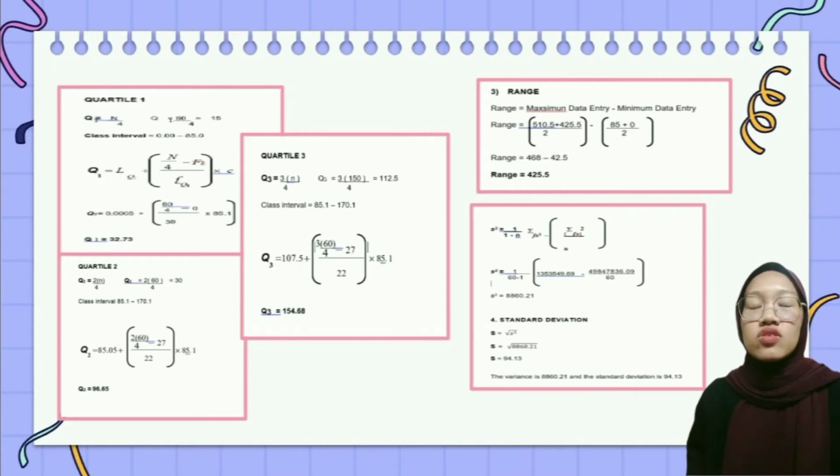Here, we can see the calculation for quartiles. Quartile 1 is 32.73, quartile 2 is 69.65, and the last quartile is 154.68. Here, we also can see the calculation for range, variance, and standard deviation. The range is 455.5, the variance is 8860.21, and the standard deviation is 94.13.